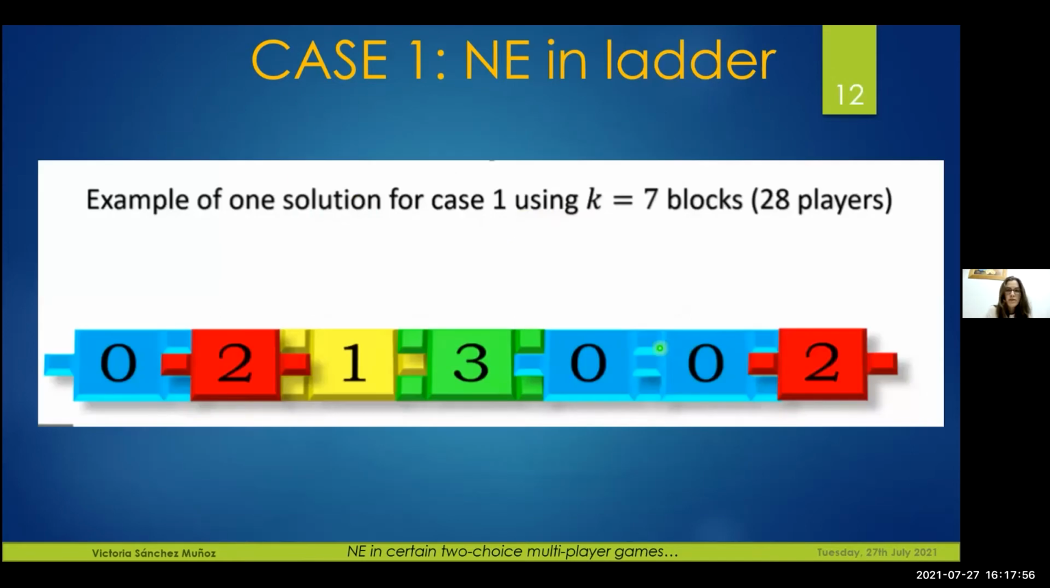So by using this numbering or these Lego blocks, here I'm showing one example of one solution for case 1 using k equals to 7 blocks. We have 7 blocks here. That means we have 28 players because each block carries the information for 4 players. So this is a solution, and you can see that the blocks match, so it's a valid solution. And this solution would be identified by the numbering 0, 2, 1, 3, 0, 0, and 2. Okay.